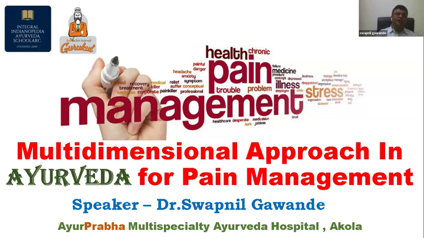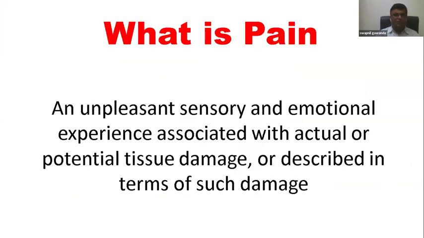So first of all, we will understand what the pain is. So what is a pain? According to the WHO definition, that is the World Health Organization definition, an unpleasant sensory or emotional experience associated with actual or potential tissue damage, or described in terms of such damage, is called a pain. So understand this definition one aspect at a time. The first is the unpleasant sensory or emotional experience.